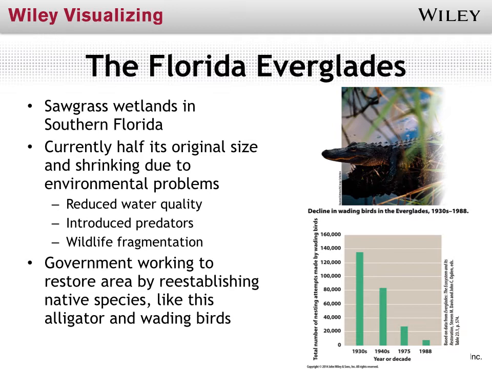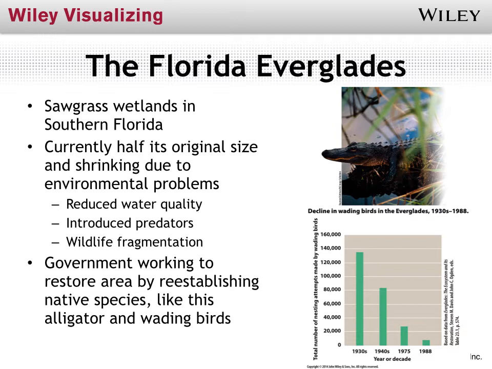You can see the bar graph on the right that talks about the number of nesting attempts made by some of these wading birds. Wading birds are those long-legged birds that you typically see around the water. If you go to the ocean, you'll see a variety of small, medium, and larger birds that walk in the shallow water looking for their food. So that's what we're talking about here as well.